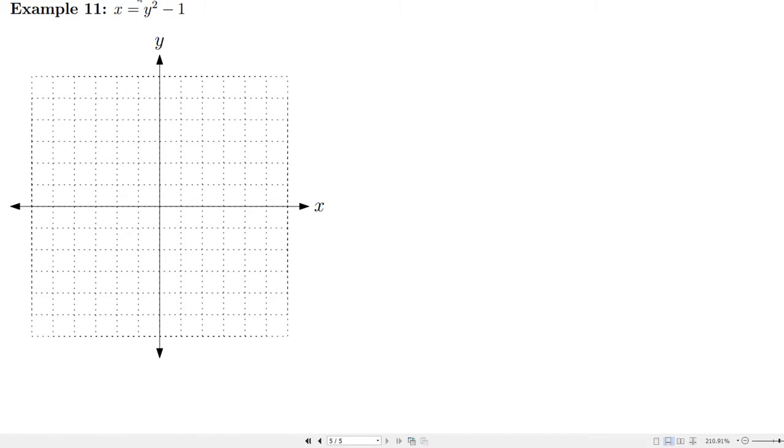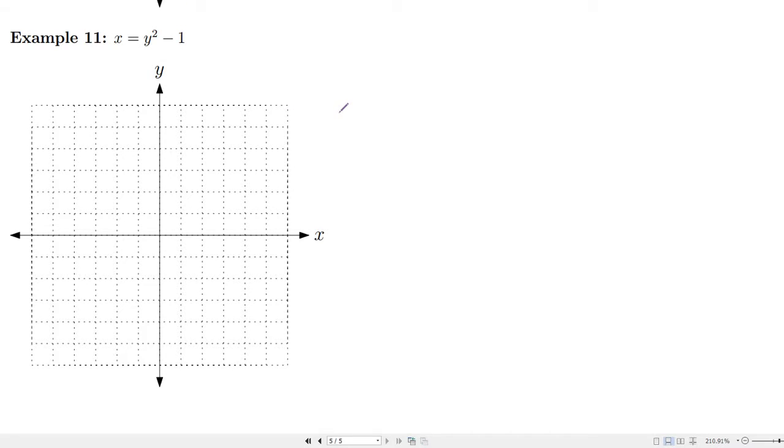Okay, now down here we have a slightly different relation. So x is equal to y squared minus 1. So I could make a table again. But see, what's interesting is if I pick a y, then I can plug it in over here and determine what x is. Okay, so let's do something similar.